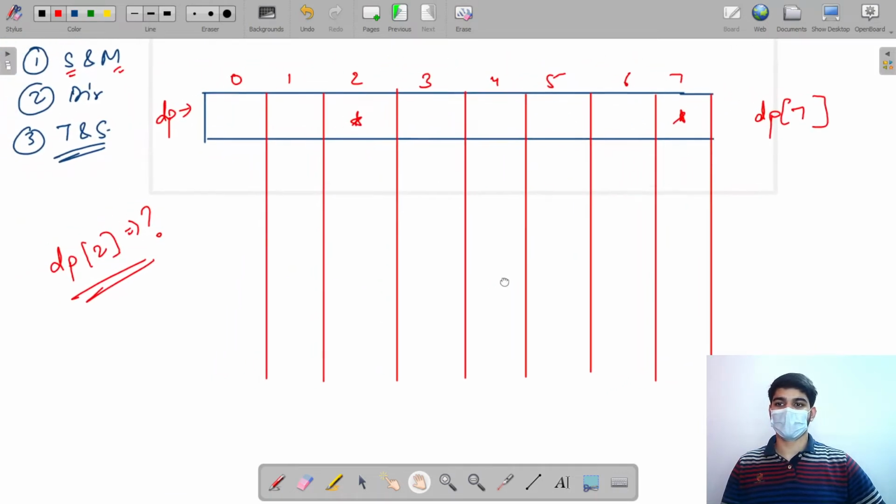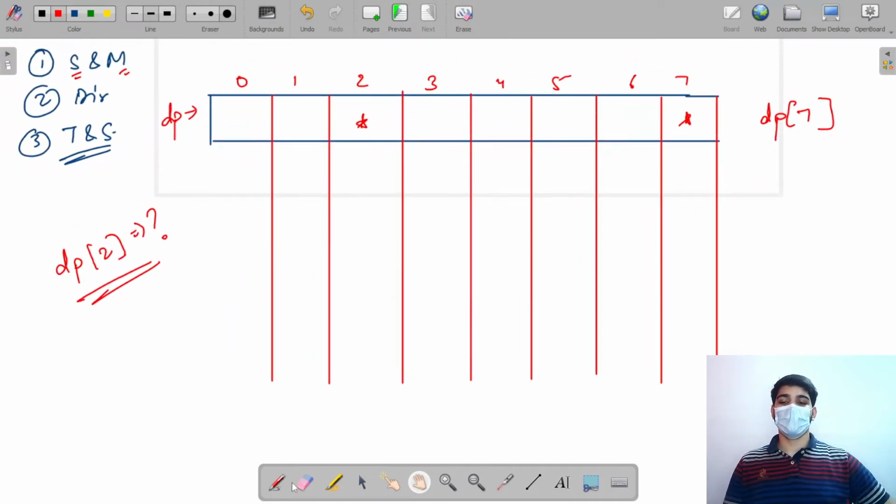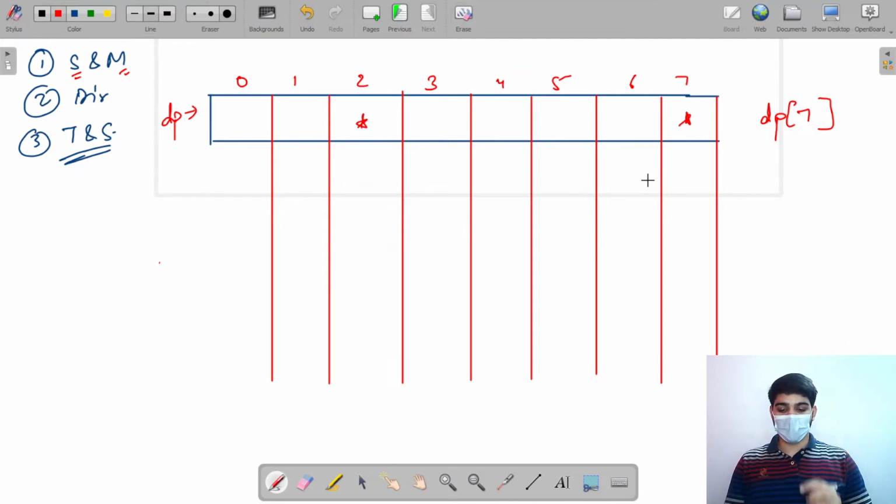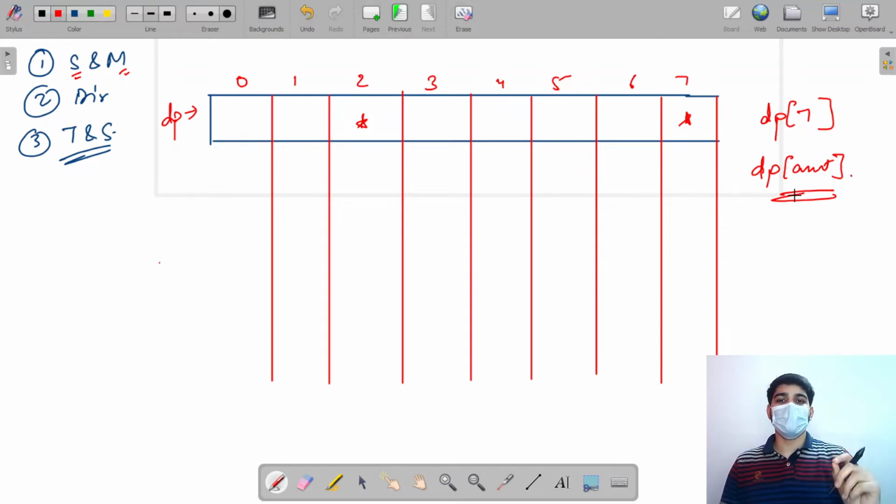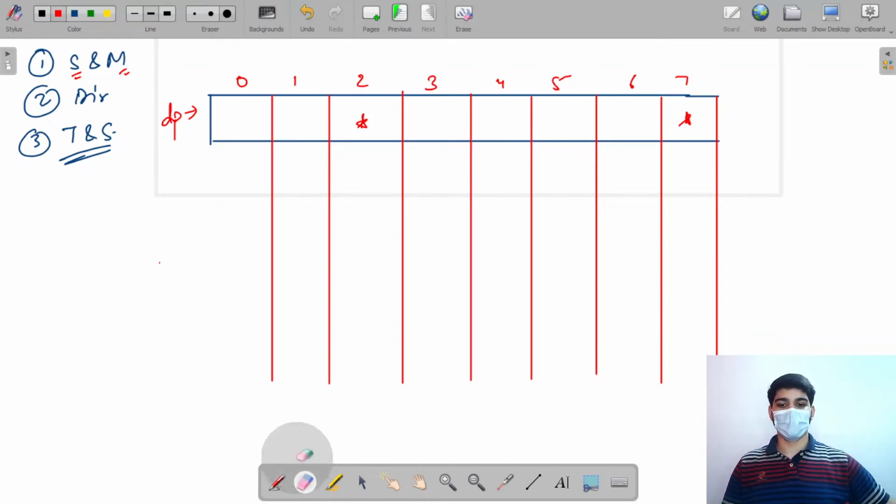So DP of 7, according to the standard definition that we saw, would be the number of combinations such that I can have a sum of 7. DP of 7 is nothing but DP of my actual amount. So if we reiterate the definition, in DP of amount, we would have the number of combinations that satisfy the sum of amount, using all the coins that I have. So this is my answer itself. DP of amount would contain the answer of my question.